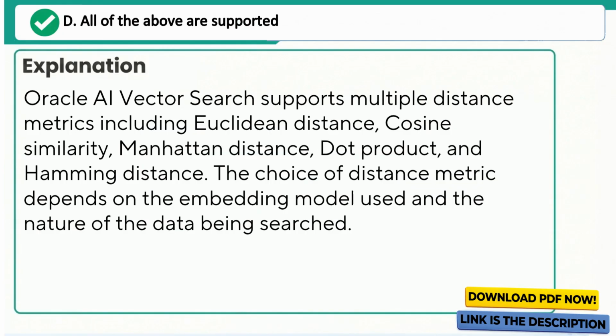Explanation. Oracle AI Vector Search supports multiple distance metrics, including Euclidean distance, cosine similarity, Manhattan distance, dot product, and Hamming distance. The choice of distance metric depends on the embedding model used and the nature of the data being searched.